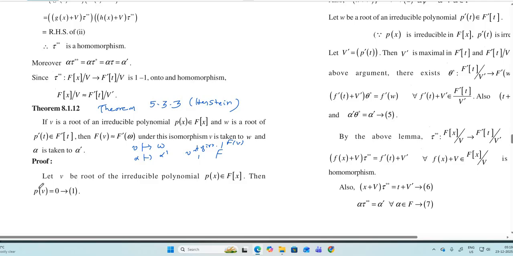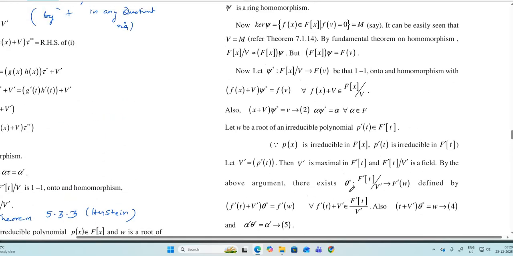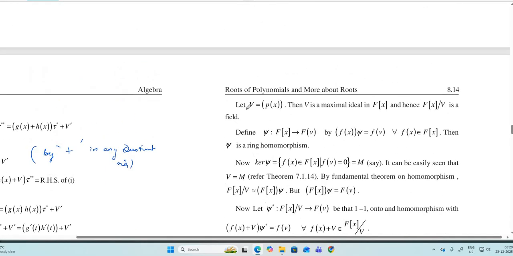So what is given first? We'll write that V be a root of the irreducible polynomial P of x. Then P of V is 0, named as equation 1. And let V be the ideal generated by P of x.